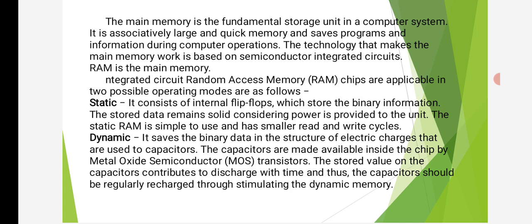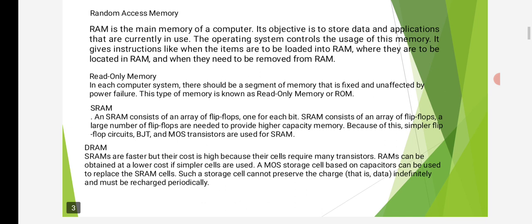The integrated circuit random access memory chips are applicable in two possible operating modes: one is static and the other is dynamic. Static RAM consists of internal flip-flops which store the binary information. Dynamic RAM saves the binary data in the form of electronic charges that are stored on capacitors. The capacitors are made available inside the chip by metal oxide semiconductor transistors.